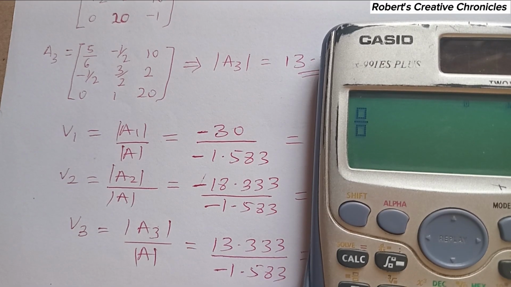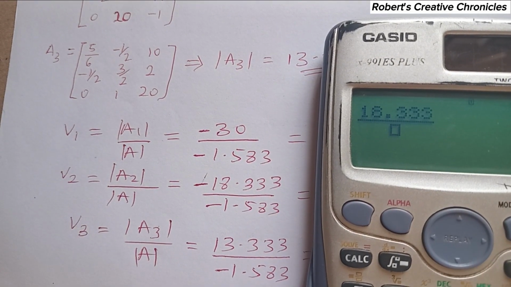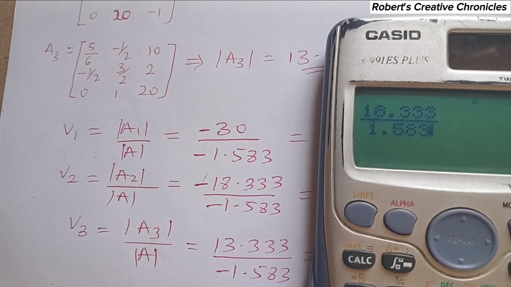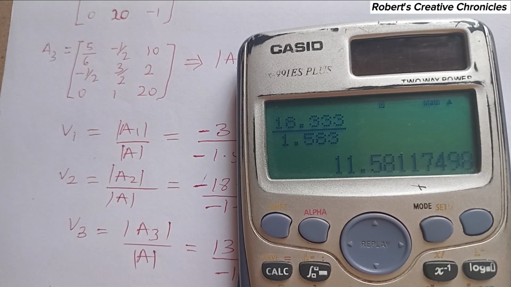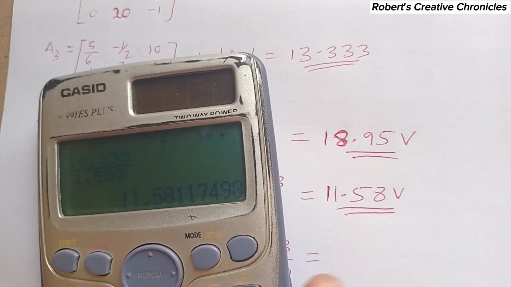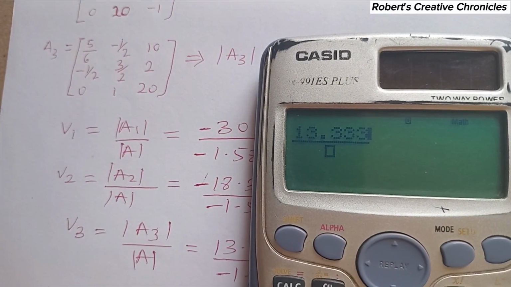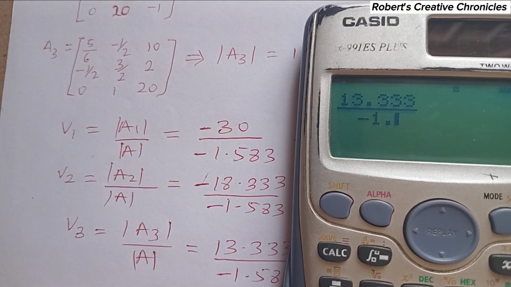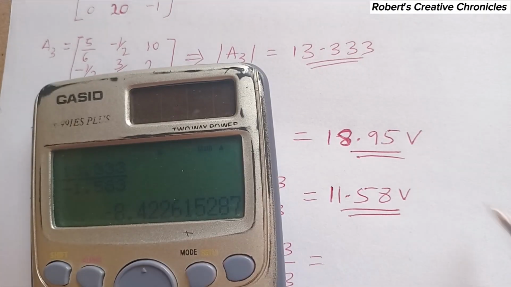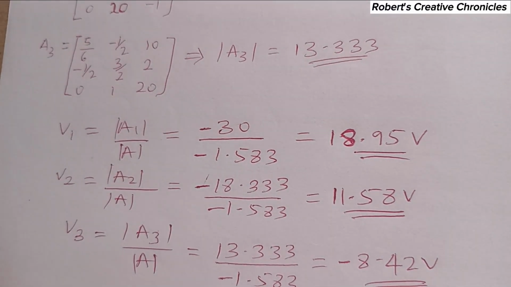The second one, so the next one is negative 18.333 over negative 1.58. The two minus signs will cancel. This is 11.58. Here is 11.58 volts. Then the last one, 13.333 over negative 1.58, is negative 8.42. Negative 8.42 volts. So these are the node voltages.